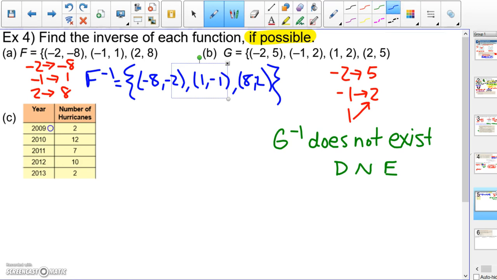Part C, notice how 2009 had two hurricanes, and so did 2013. Is that one-to-one? No, so this inverse does not exist.